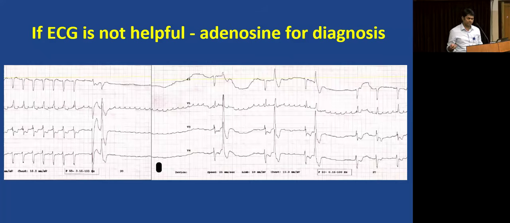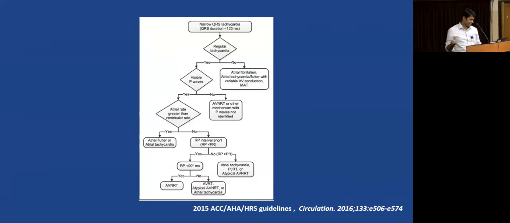It's just a mechanistic thing. This is the overall approach to narrow complex tachycardia. First thing, is it regular? If it's irregular, the other two differentials come into the picture. If it is regular, are the P waves seen? If the P waves are seen, what is the relationship between P and the QRS? Then just differentiate whether it is long RP or short RP, and you will come to a differential diagnosis. Now, you may ask, why do we need to differentiate at all?